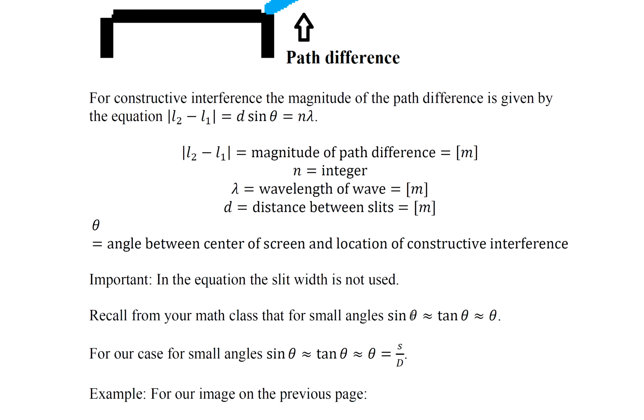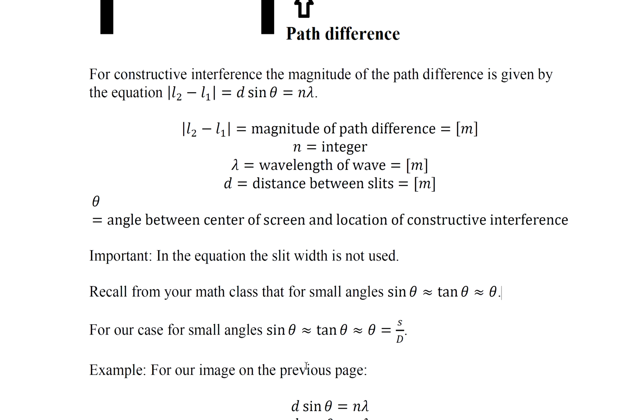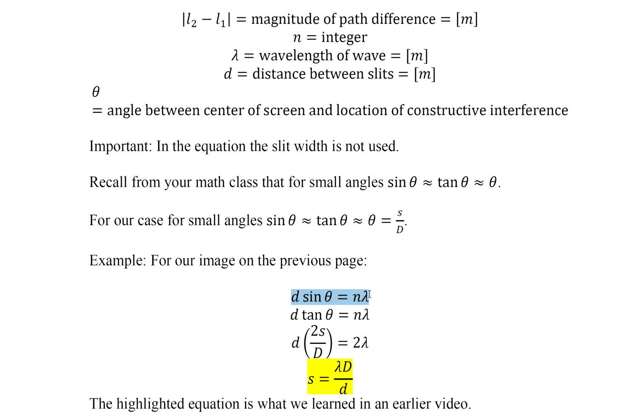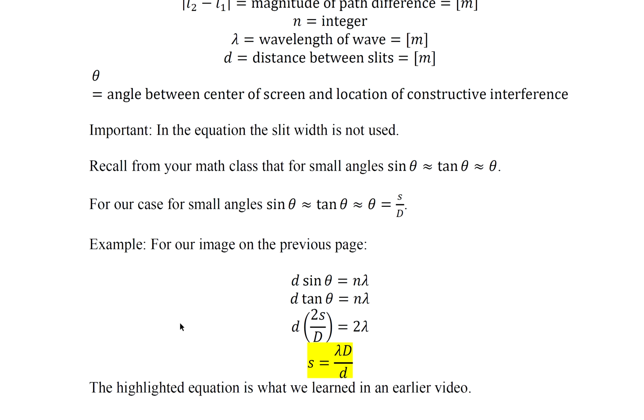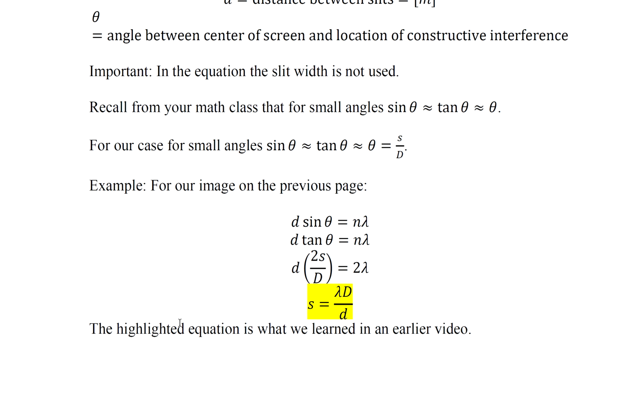So remember, for math class, sine of theta is about tangent of theta is about theta. And theta here is S over big D. And remember, for constructive interference, d sine theta is equal to n lambda. So for small theta, sine of theta is about tangent of theta. And tangent of theta here is about 2S over big D. So this highlighted equation is what we learned in an earlier video about double slit constructive interference.